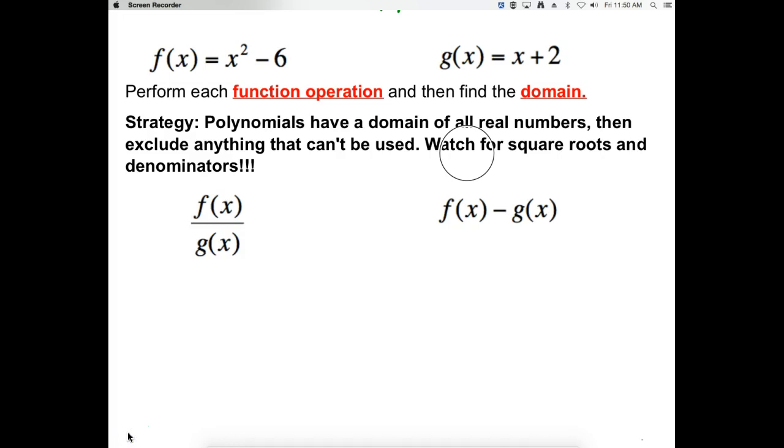Okay. All right. So here are my two functions. I have my f function.